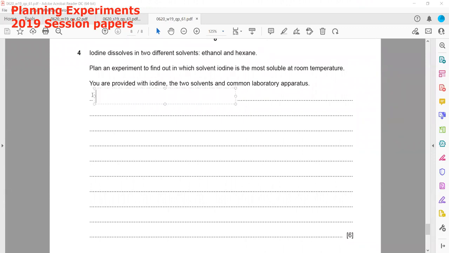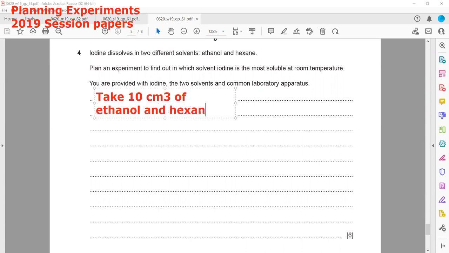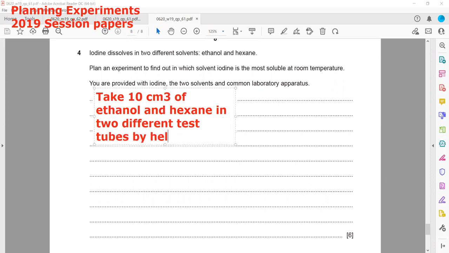So we will take 10 cm cube of ethanol and hexane in two different test tubes, with the help of a measuring cylinder. That is one thing.